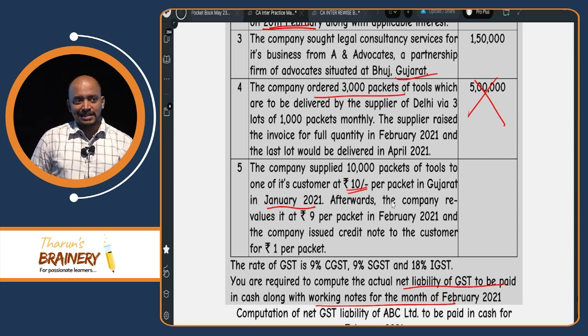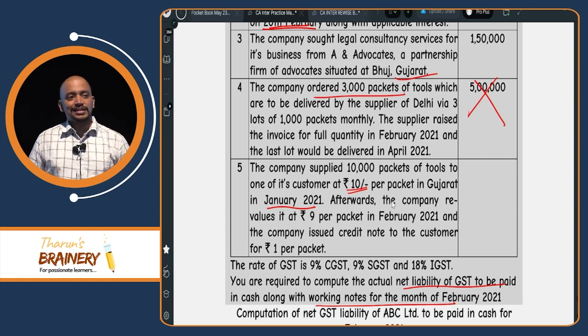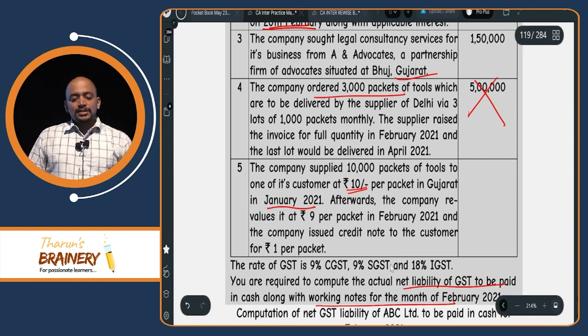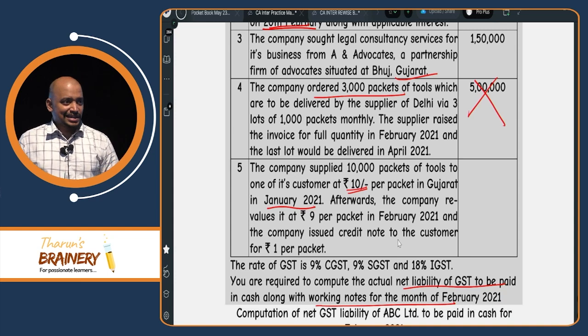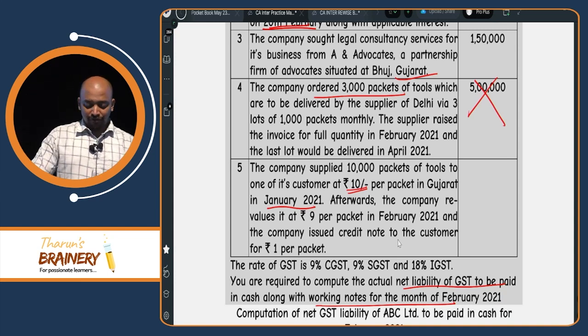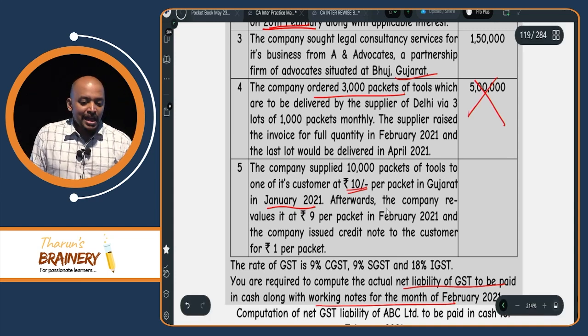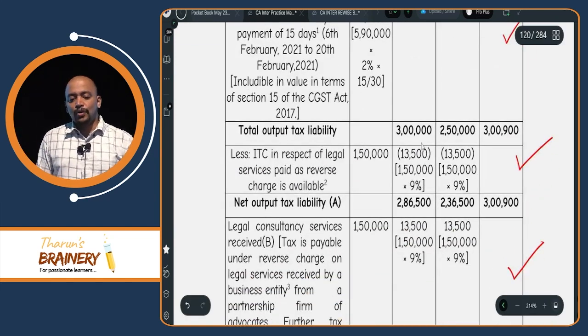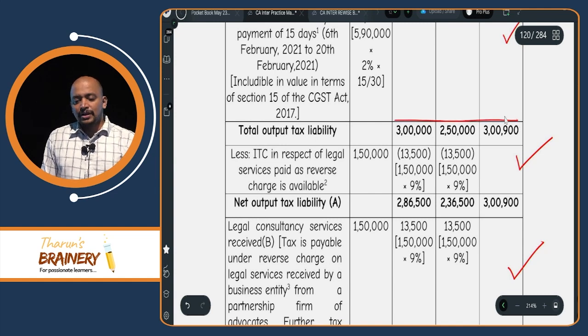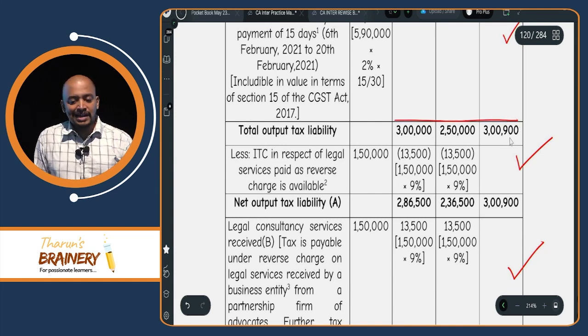Whether the terms and conditions were agreed before or at the time of supply? No. Then how will it be allowed as a deduction here? So this credit note is not under section 34. Which means, will there be any reduction in liability? No. So this is a post-supply discount, and a post-supply discount is not allowed as deduction if the terms are not agreed before or at the time of supply. Then, what will be taken as the liability? Only this. So 3 lakhs, 2 lakh 50 and 3 lakh 900.